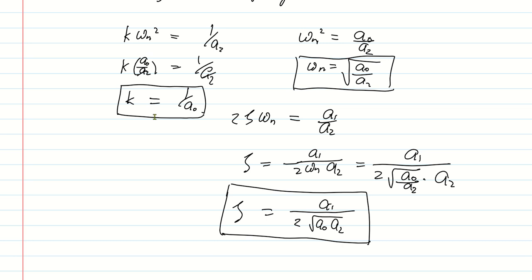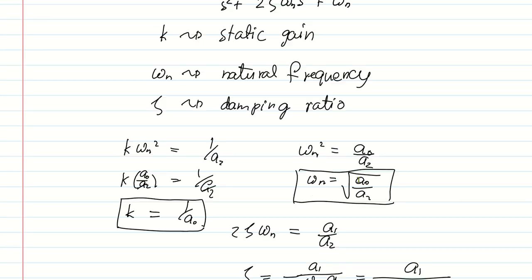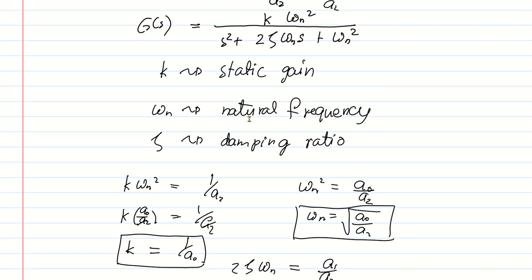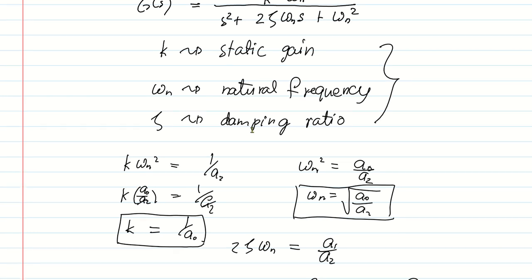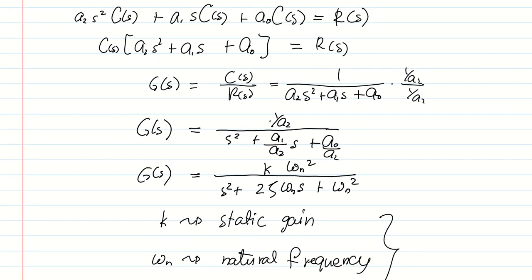Now I will explain more about what these K, omega n, and zeta are later on in the time response topic, because as of now, we're just doing transfer functions. The definition of these different terms will be more specifically defined later on. So this is the transfer function of a second order system.